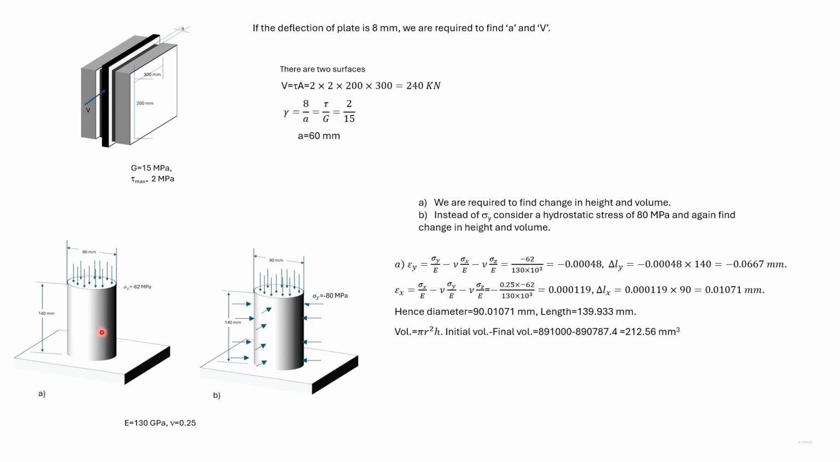To find the change in volume, we need the change in diameter. So we can find epsilon x, which is equal to minus nu into epsilon y. So from epsilon x, we can find the change in diameter. The volume is given as pi r squared h. We can find the initial volume, and we can use the changed height and diameter to find the final volume, and then we can find the change.